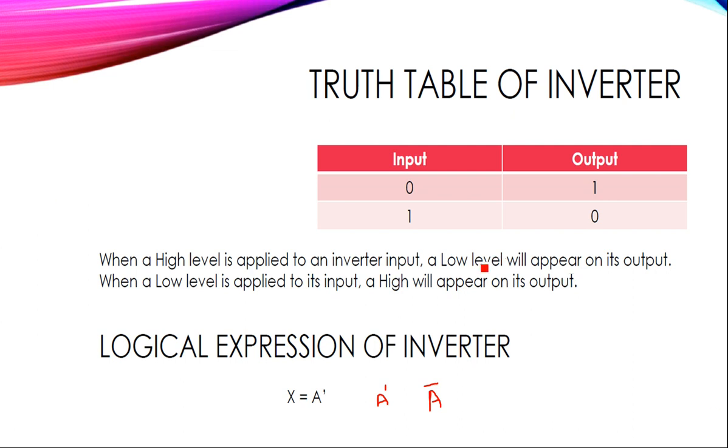And this is the truth table of an inverter. You can see here, if the input is 0, output is 1. If the input is 1, output is 0. And this is the logic expression. You can see here x equals a bar. Here you can also use the tick. So for the complement, you can write either bar or tick. In some textbooks you can find this tick for the complement operation.